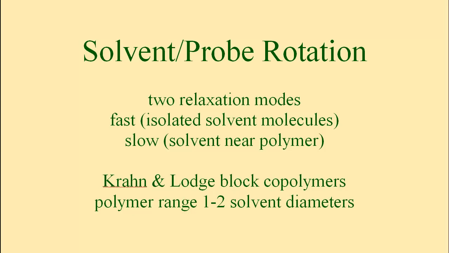A very clever set of experiments by Cron and Lodge, the full reference and all of the other references are, of course, in the book, using block copolymers, gives a reasonable estimate of the range of the polymer effect, namely the range of the polymer effect appears to be 1 or 2 solvent diameters.